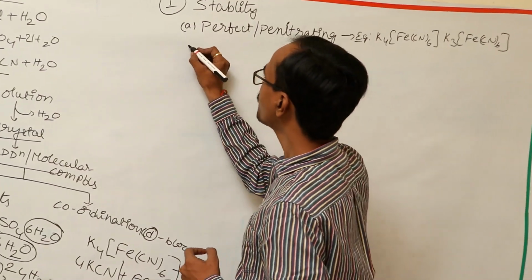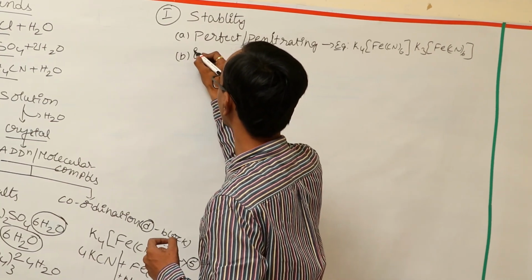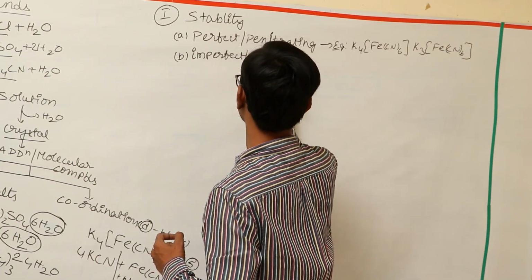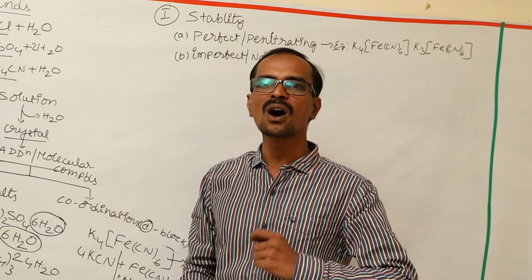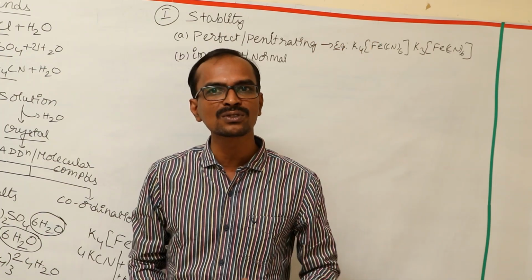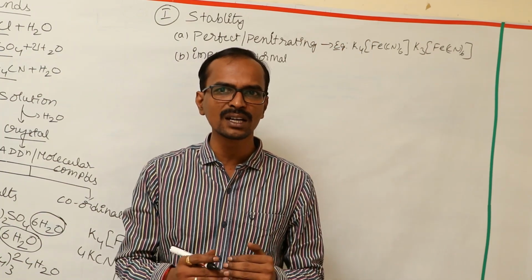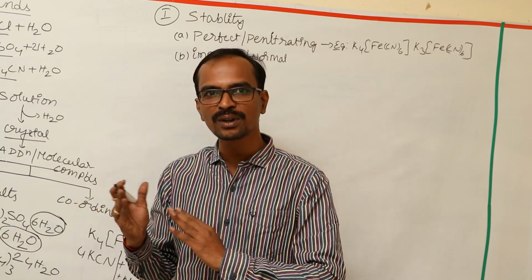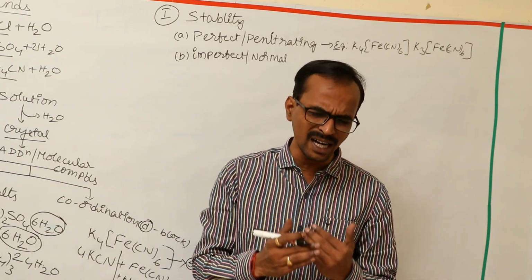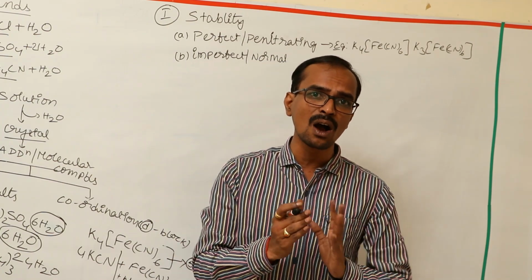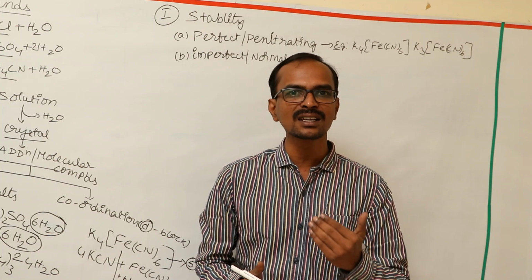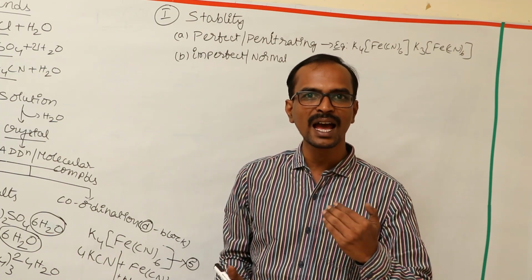The second one is the imperfect complexes. The second category of complexes is imperfect complexes or normal complexes. What are imperfect or normal complexes? They are the complexes which have a greater extent of dissociation in aqueous solutions. Here we are saying coordination compounds are stable in aqueous solutions, but there is an example which forms a complex compound, that is a coordination compound, but when it is dissolved in water, it gets dissociated into ions in the aqueous solution.